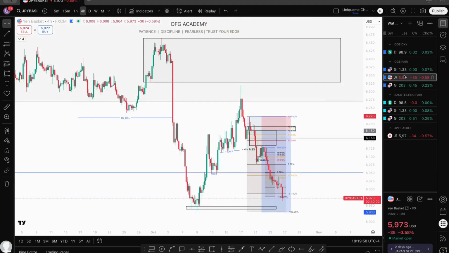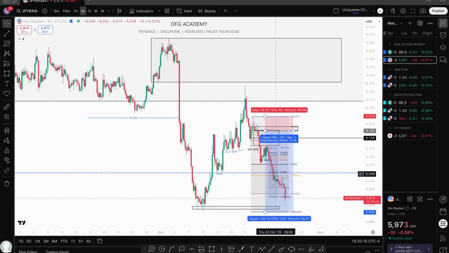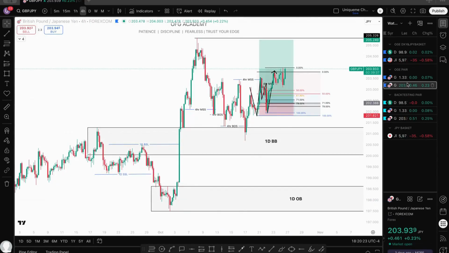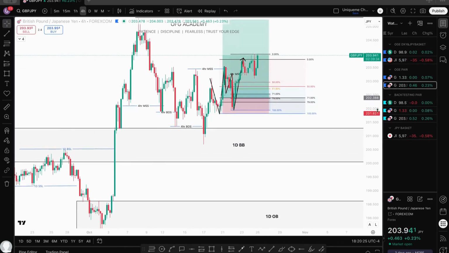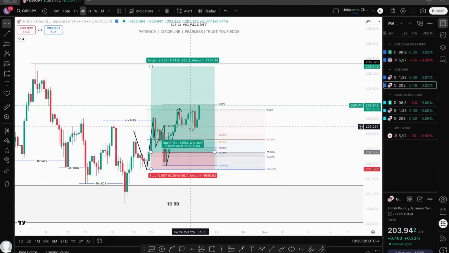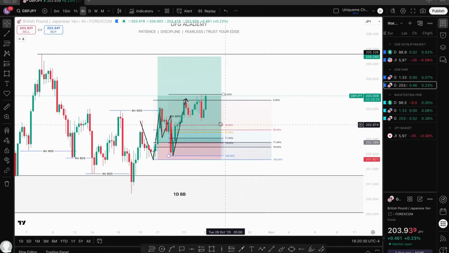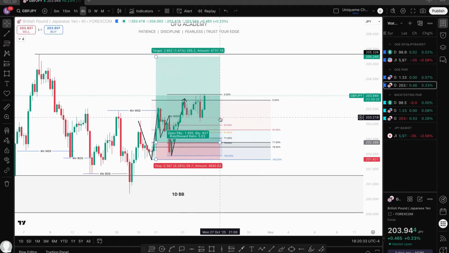Now looking at JPY basket, let me even do this up here. Okay, show that JPY basket. Now looking at JPY basket, right? It's almost at my TP level. But looking at the JPY basket, oh my god, and I closed. I was so scared and I closed my trade. Very painful. But looking at the JPY basket at this level, right?